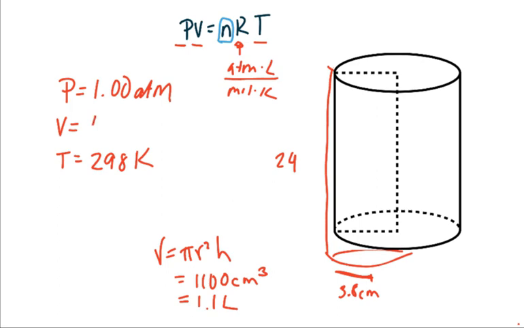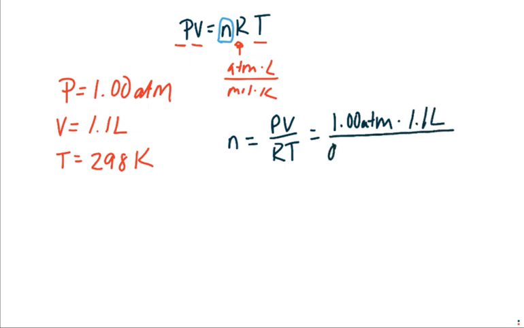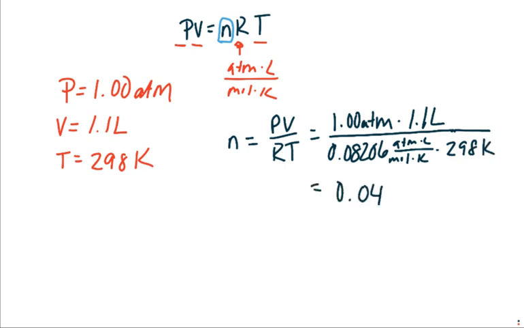Now we're ready to determine how many moles of air were actually in our bottle. Let's rearrange the equation to solve for n. So that means we'll divide both sides by R and T. Now let's plug in our values. The pressure we said was 1 atmosphere. The volume was 1.1 liters. R is 0.08206 atmosphere liters per mole Kelvin. And the temperature, 298 Kelvin. That means that there is 0.04498 moles of air in the bottle.